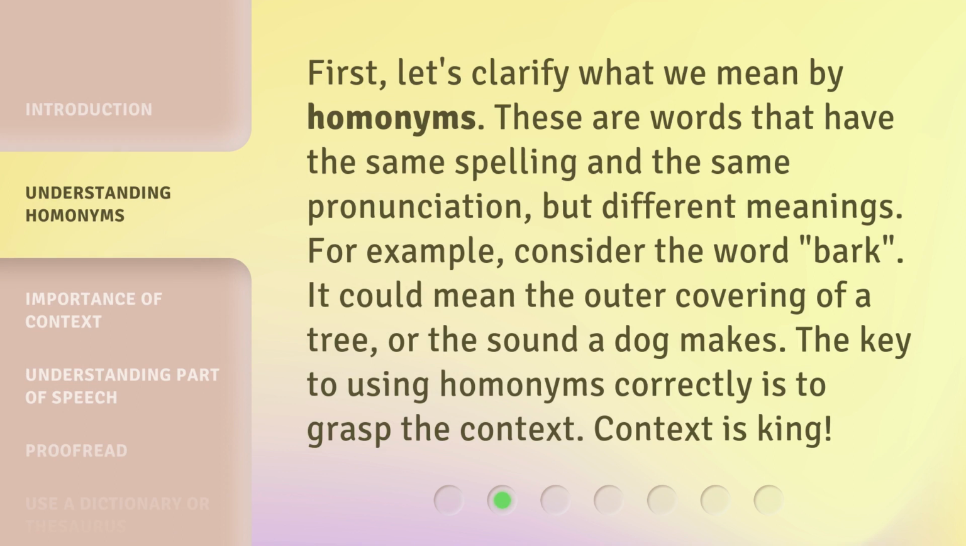First, let's clarify what we mean by homonyms. These are words that have the same spelling and the same pronunciation, but different meanings. For example, consider the word bark. It could mean the outer covering of a tree, or the sound a dog makes. The key to using homonyms correctly is to grasp the context. Context is king.